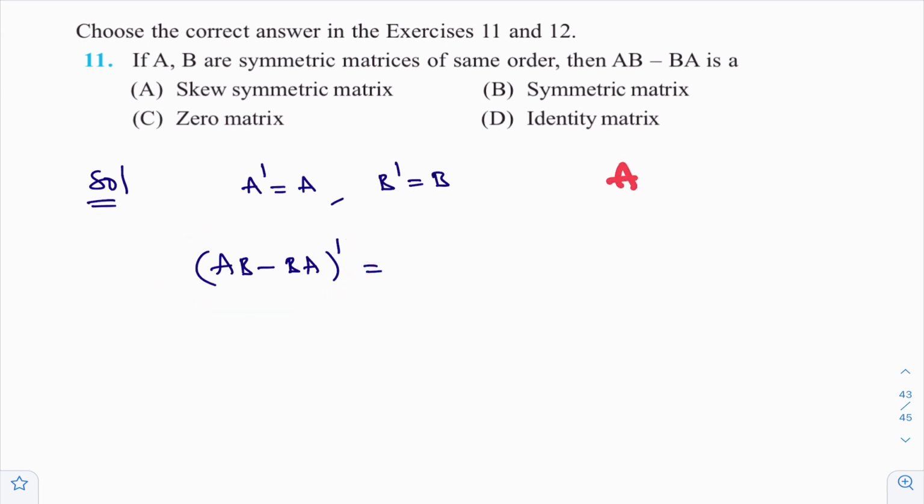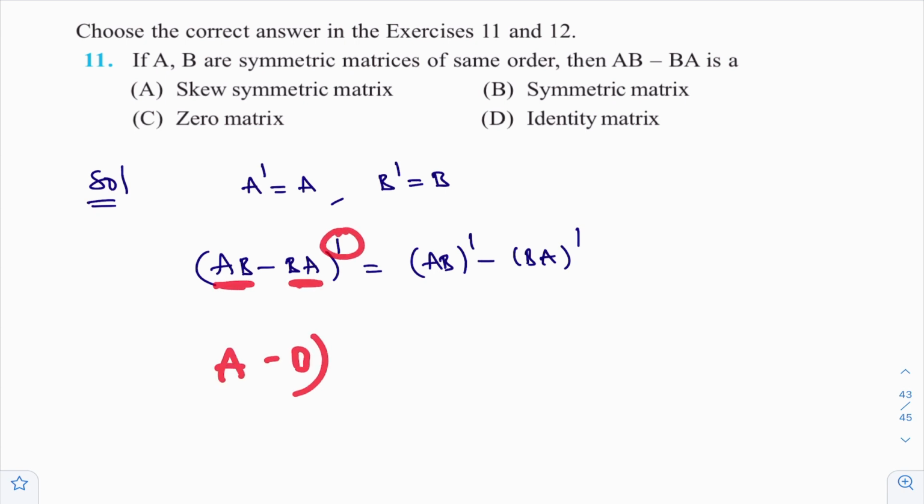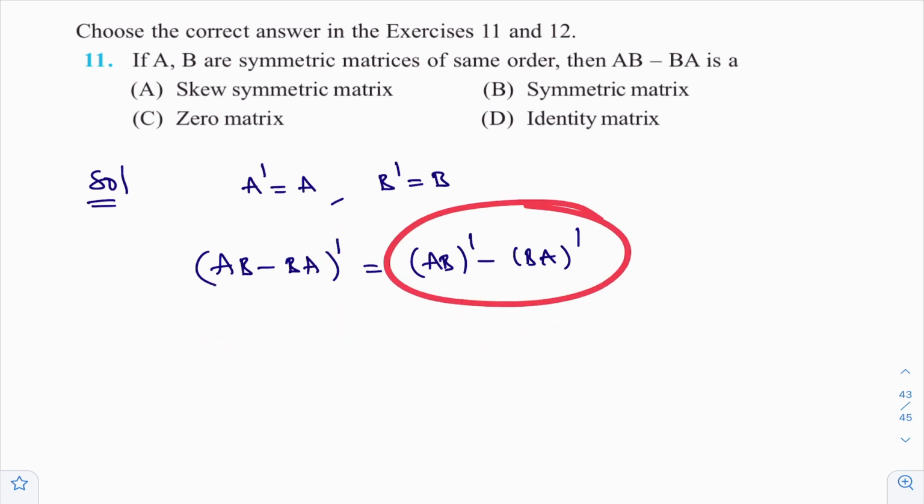You know this property. After the definition of transpose of a matrix, we learn properties of transpose of a matrix. A minus B whole dash is A dash minus B dash. So here what I can write is AB whole dash minus BA whole dash. A minus B whole dash formula is A dash minus B dash. I applied that formula.